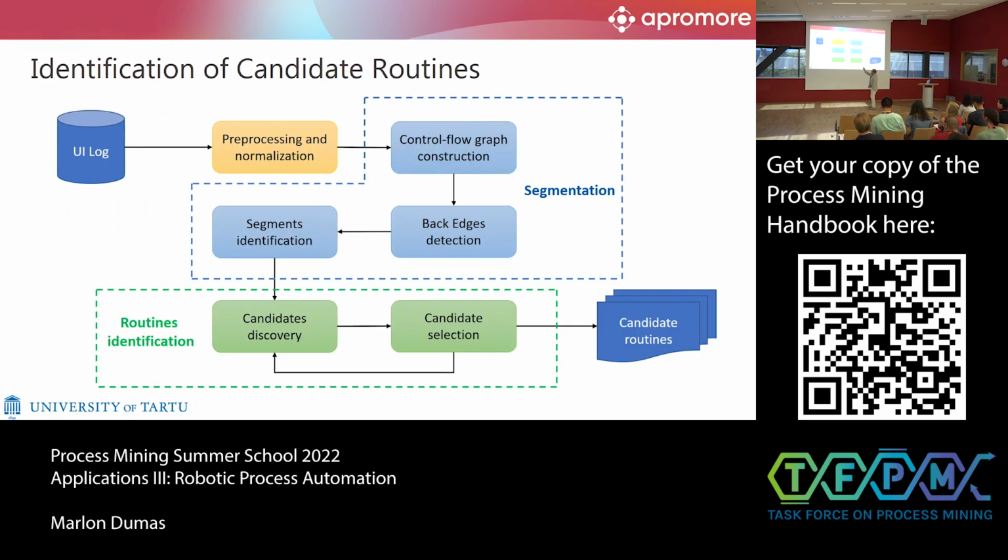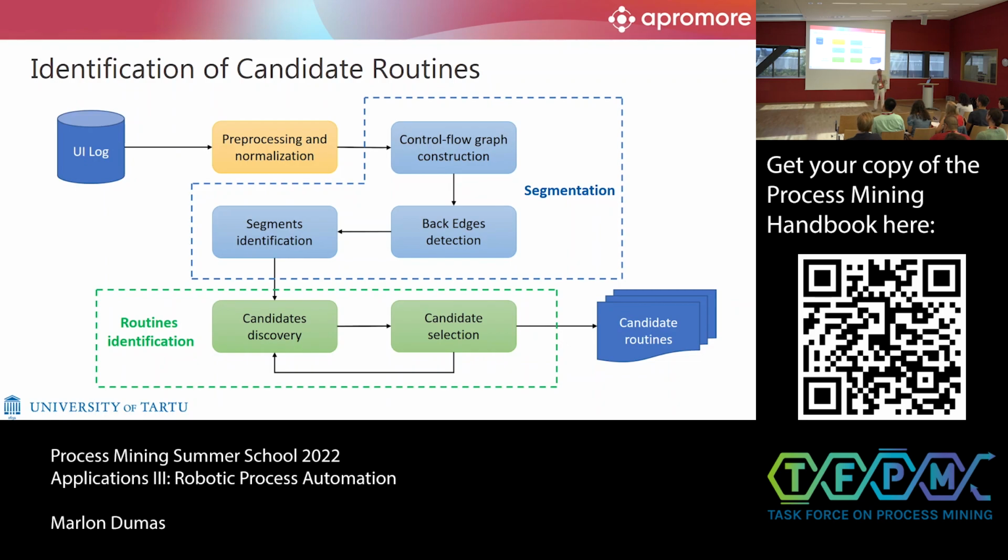So the first part of that pipeline is how to identify candidate routines for automation. This is a very rich area for research and development. It's of interest both for researchers and is hugely of interest to tool vendors and users. From the UI log, my take on it is that if you don't want to go completely nuts, you have to segment the log first.